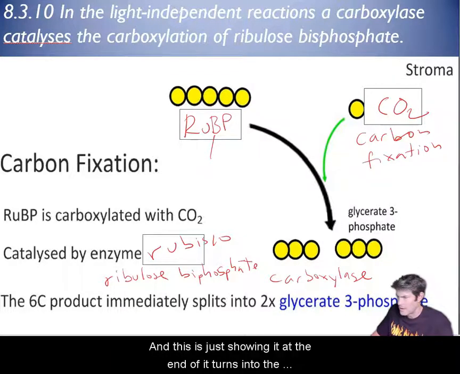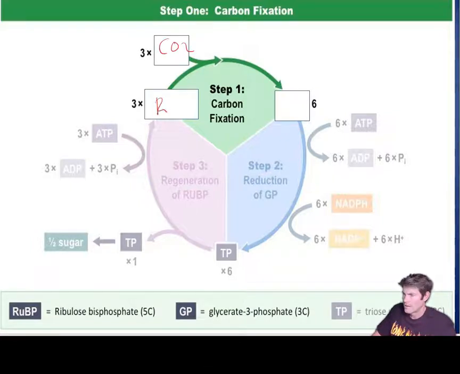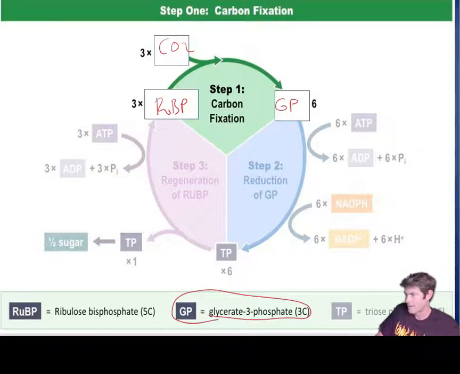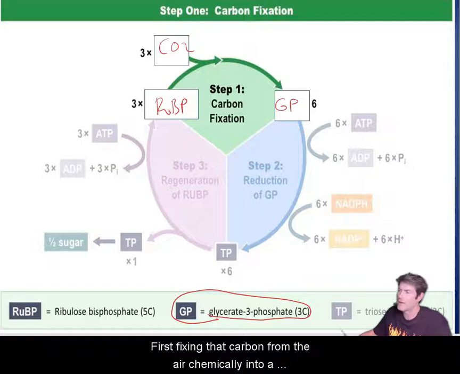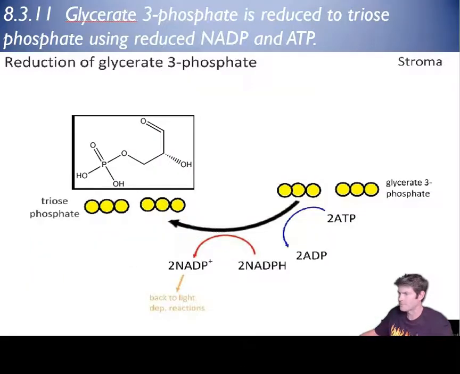And this is just showing that at the end it turns into the G3P molecule. We'll see that in a second. But here, that first step, we got CO2 entering this RUBP, creating glycerate 3 phosphate right here. And this is first fixing that carbon from the air chemically into a molecule that can then move on through this cyclical metabolic pathway that we have here.